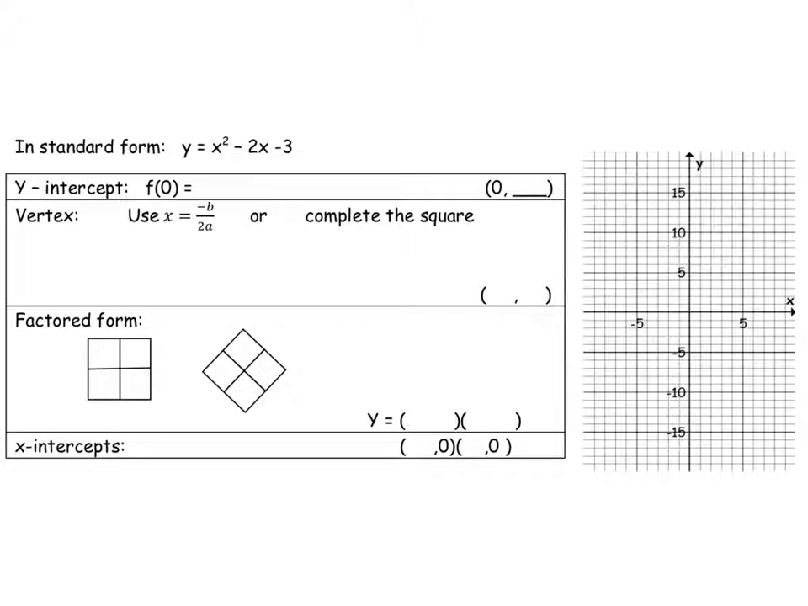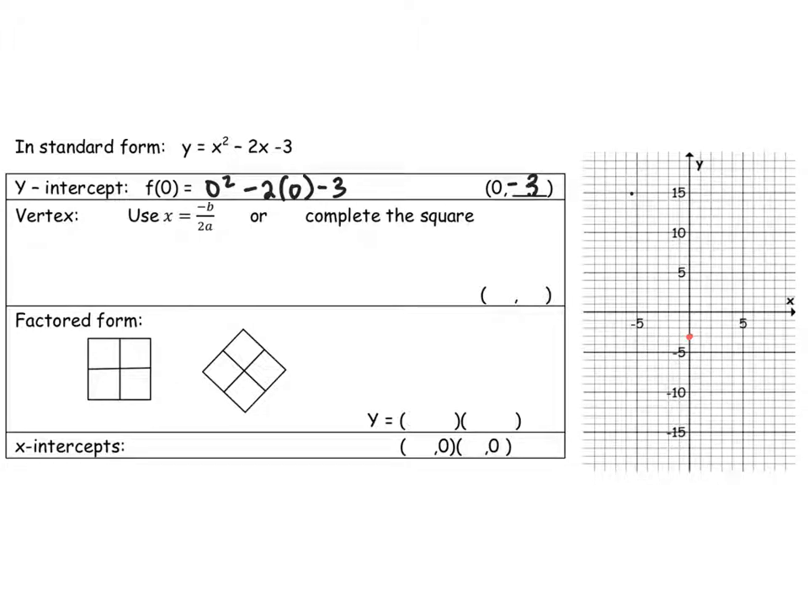From standard form, the equation itself isn't going to show us the vertex without doing some work. So there's two ways we can go about that. I'll go ahead and start with my y-intercept. Plug in 0 squared minus 2 times 0 minus 3. So that gives us -3, 0, -3 for my y-intercept. So I'll put that on the graph.